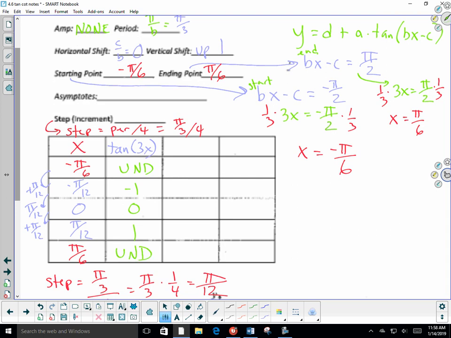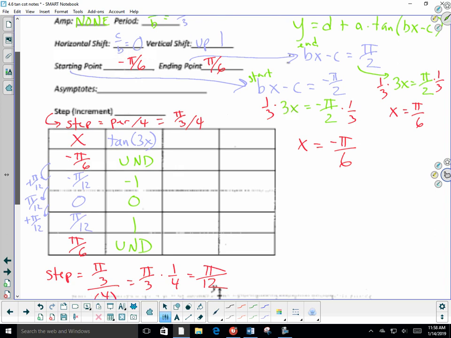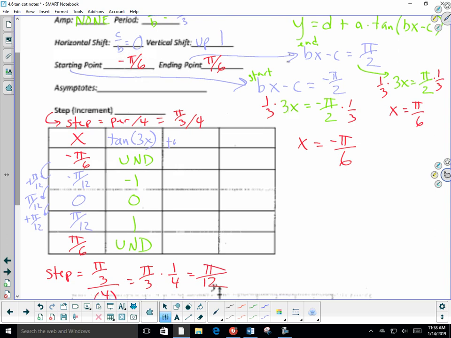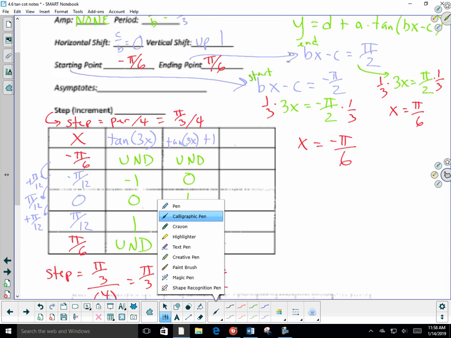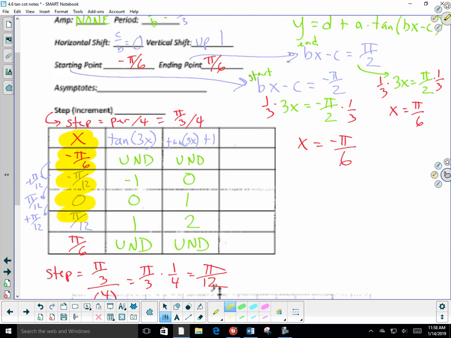Okay, so at this point, we only had one more change to do, and that was plus 1. So I'm going to put tangent of 3x in parentheses plus 1. I just need to add 1 to each of these values in the second column. Well, undefined plus 1 is still undefined. Negative 1 plus 1 is 0. 0 plus 1 is 1. 1 plus 1 is 2. And undefined plus 1 is undefined. So we are really graphing this first column and this second column.